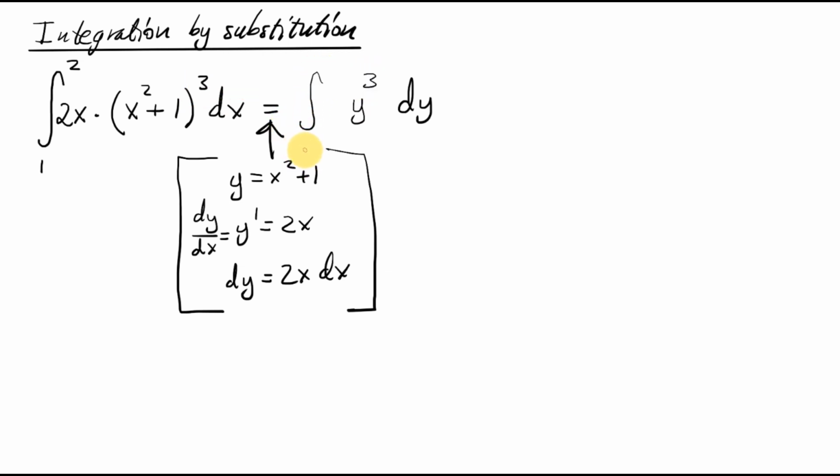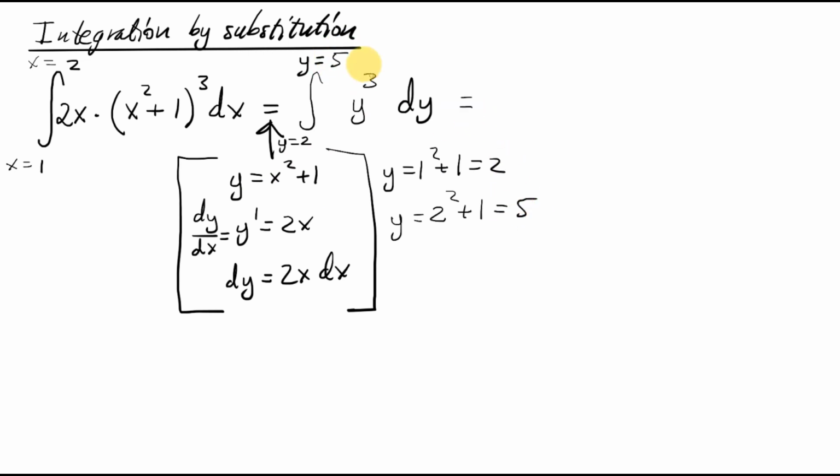However, now we have a difference. Now we also have to change the limits here, because this corresponds to x being equal to 1, and this corresponds to x being equal to 2. But when x is equal to 1, y is equal to 2. So we have to change that limit to 2, because here it says y equals 2. And when x is equal to 2, y is equal to 2 squared plus 1, according to this. So we have to put 5 here.